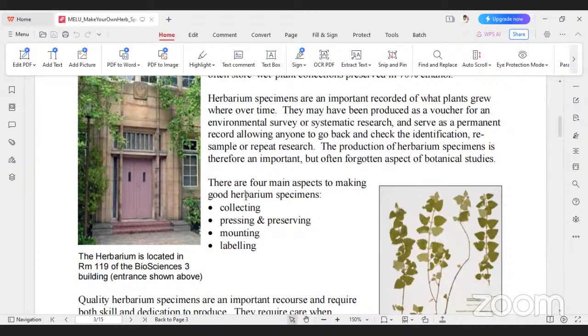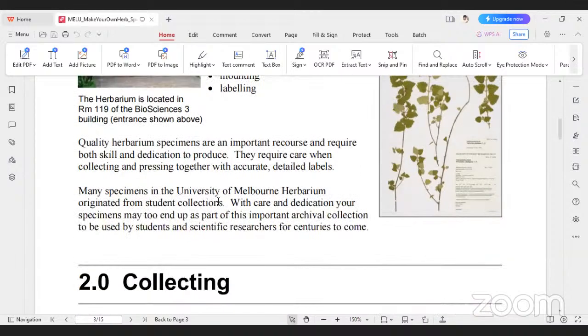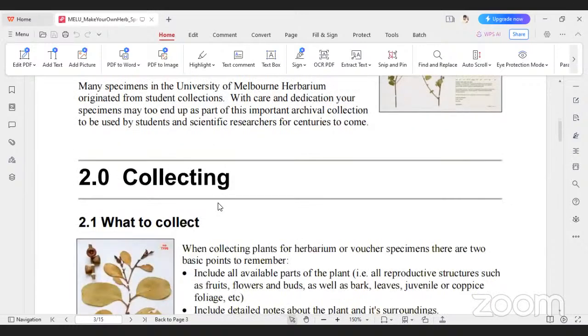Now, the collection types. There are four main aspects to make a good herbarium specimen. First of all, collect the plant material from the natural area. After collecting, press and preserve, mount it to paper and label it. So these are the main steps. First, let's see the collecting.